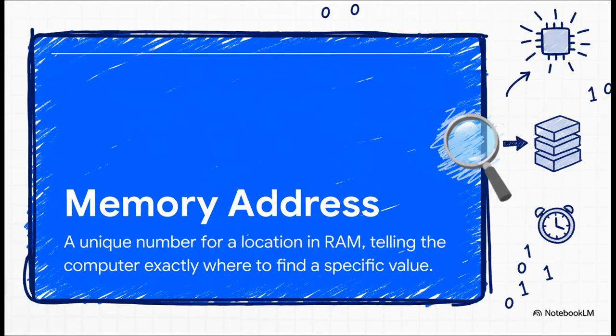And, just like every single house on a long street has its own unique address, every single little spot in RAM has a memory address. This is how the computer knows precisely where to find any piece of information it's looking for, whether that's a line of your code, a variable, or a picture of your cat.